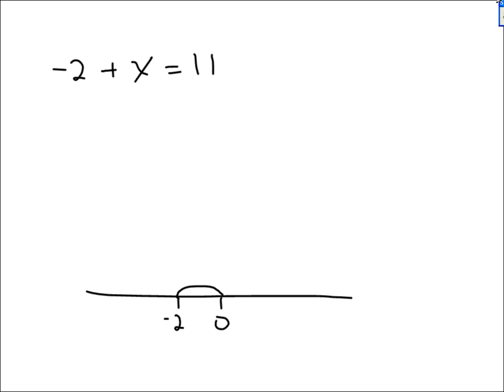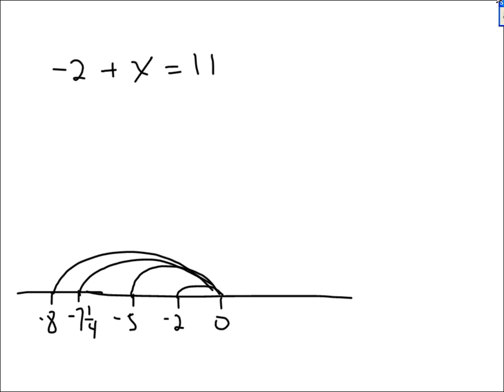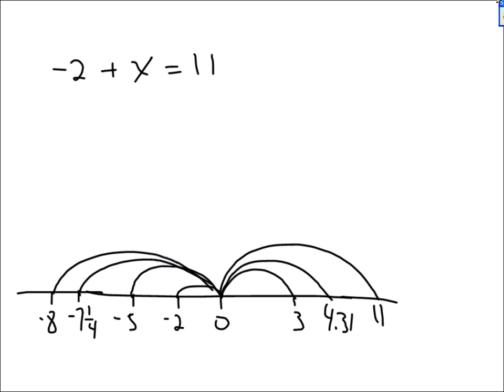Somebody asked you negative 2 plus y equals 11. Some more thinking. You should know, for example, that from negative 2 to 0 is 2. For the record, from negative 5 to 0 is 5. From negative 8 to 0 is 8. From negative 7 1/4 to 0 is 7 1/4. And from 0 to 3 is 3. And from 0 to 4.31 is 4.31. And from 3 to 11 is 11.